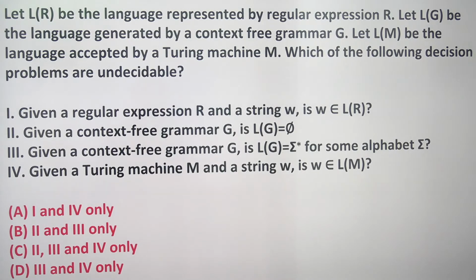Let L(R) be the language represented by a regular expression R, L(G) the language generated by context-free grammar G, and L(M) the language accepted by a Turing machine M. Remember, L(G) is for the context-free grammar and L(R) is the regular expression. Indirectly, one is finite automata, another is PDA, and another is Turing machine. Three machines are given. Which of the following problems are undecidable?